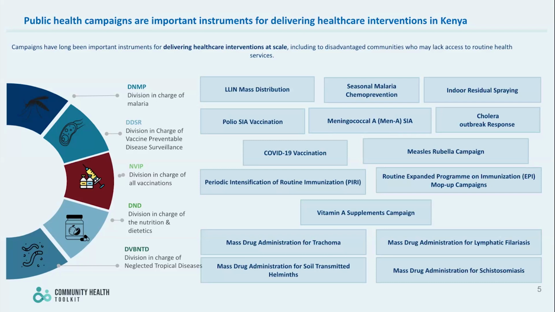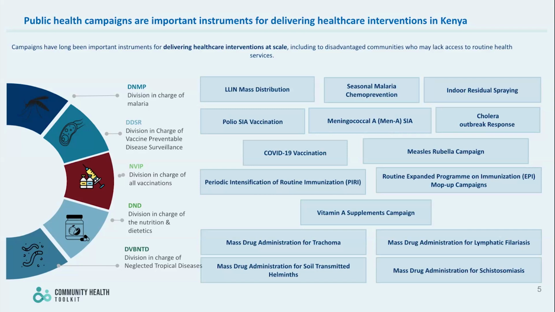So we know of a couple of campaigns that are routinely done in our communities, and we know all these campaigns are normally administered either through our community health workers, commonly known as community health promoters in Kenya, or some of our healthcare workers in the case where you need to do some form of injectables, for example with vaccine campaigns.